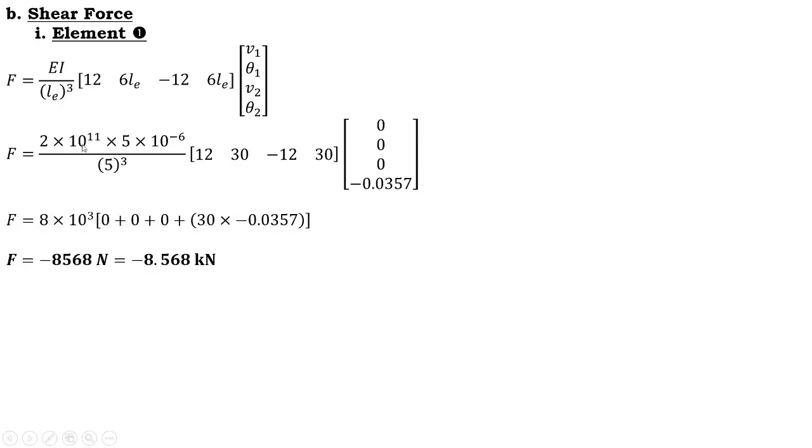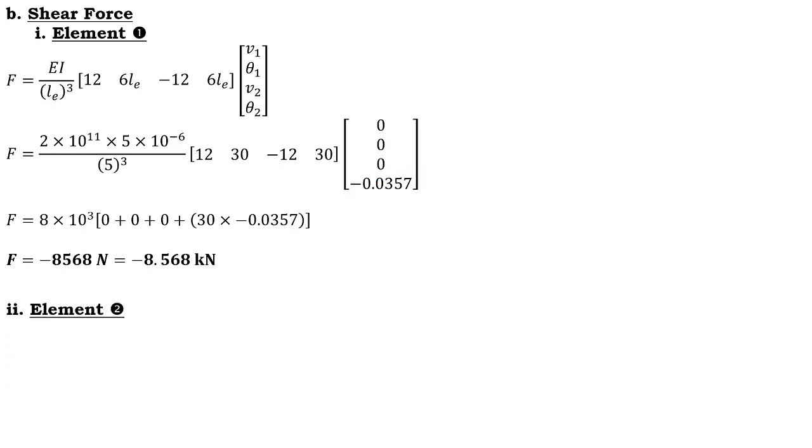Anyhow, this EI divided by LE cube is the common term in the stiffness matrix. That value we already calculated, that is 8 into 10 to the power of 3. Then the first three terms are 0, then it is 30 into this value. So that is the value I have taken. Therefore, my shear force in the first element is minus 8.56 kilonewton.